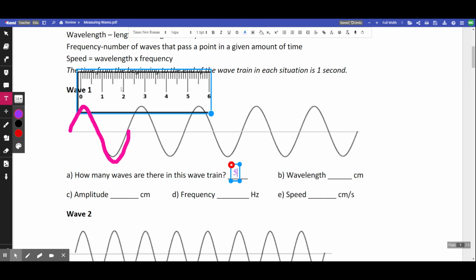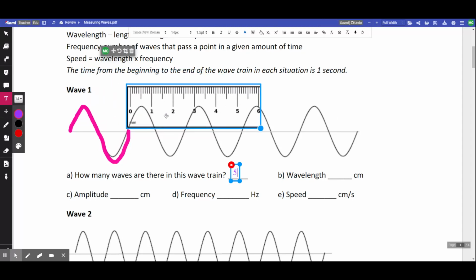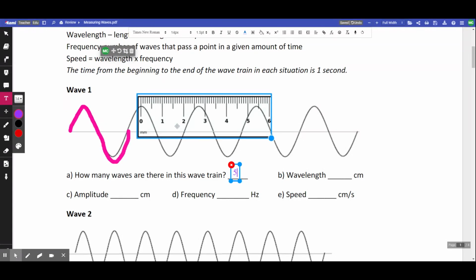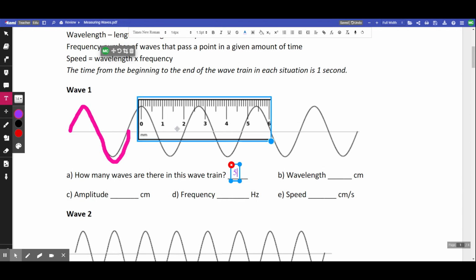So let's figure out the wavelength. So I'm going to grab my little ruler. I'm going to go to the crest on one and the crest on the other, and I see, oh look, it's about 2.7.